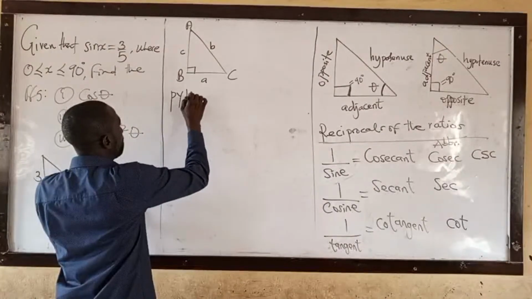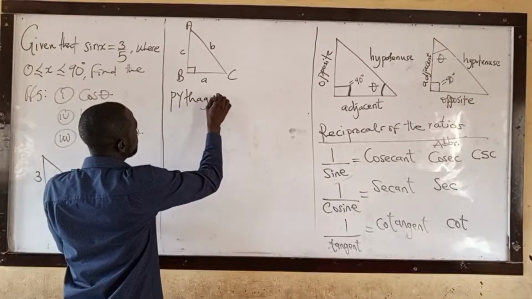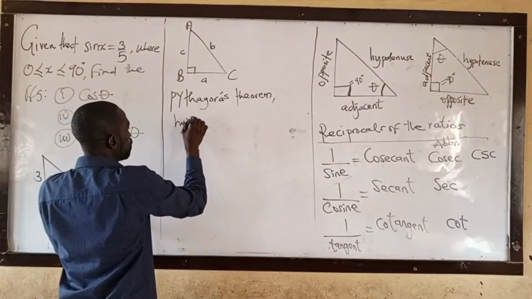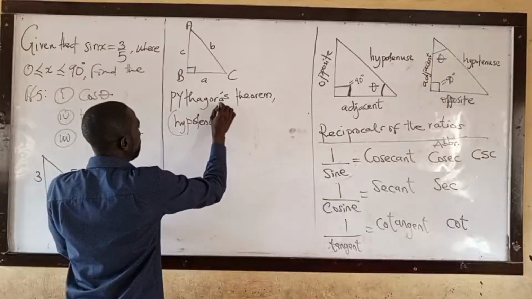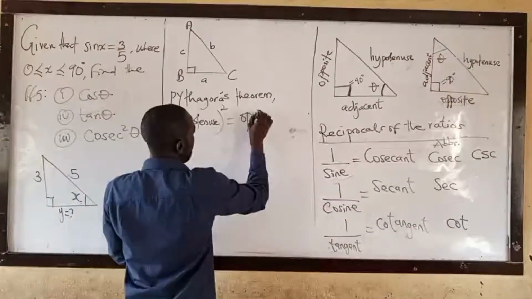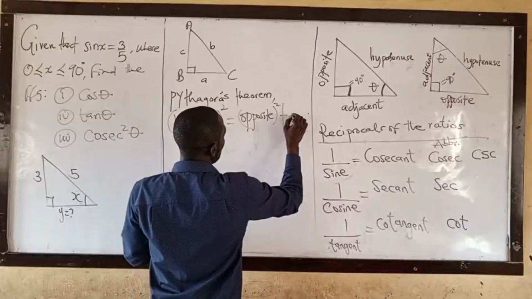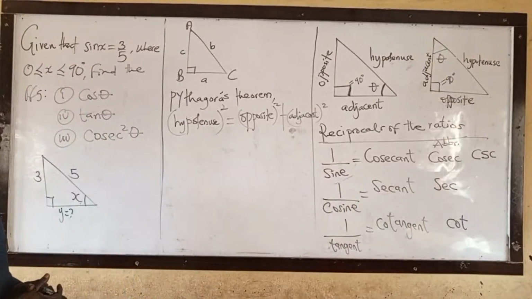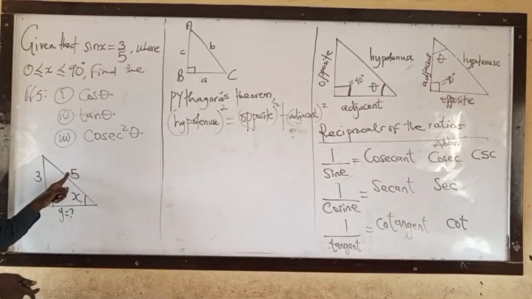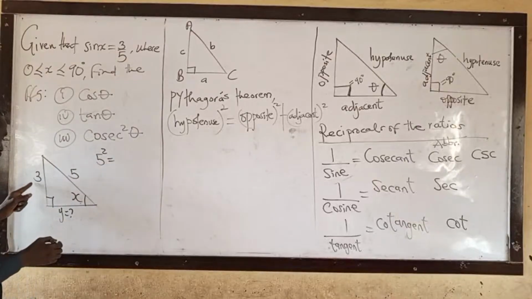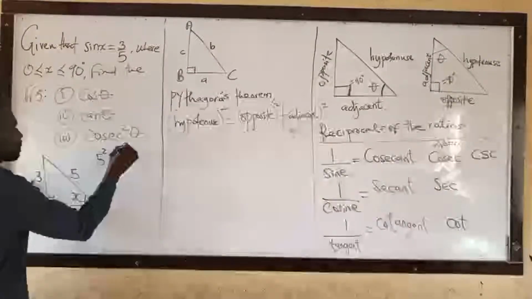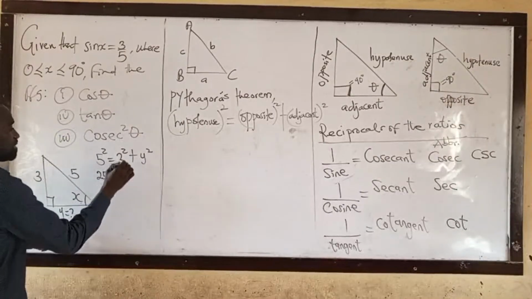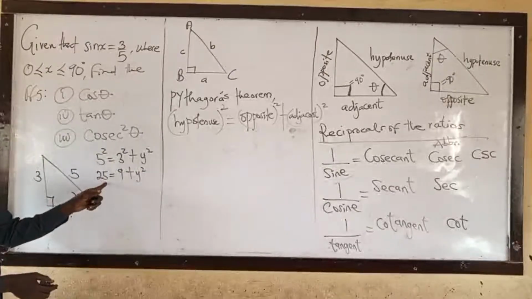What does Pythagoras theorem say? Pythagoras theorem says hypotenuse all squared equals opposite all squared plus adjacent all squared. So that's what we call Pythagoras theorem. So here, where is the hypotenuse? It is 5. So 5 all squared equals opposite, which is 3, all squared, plus adjacent, which is y, y squared. So 5 squared gives us 25, 3 squared gives us 9, plus y squared.